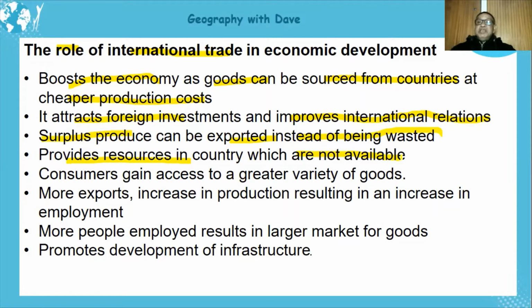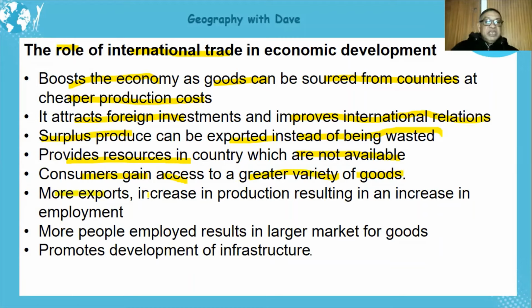Imagine you buying 1 million tons worth of iron and steel, okay, which is not available in your country, and you make cars or car parts and sell it back for $25 million. You understand? You're making a huge profit, and that's possible through international trade. And then consumers can gain access to a greater variety of goods. They're not stuck with just goods produced in the country, but the variety. And imagine how popular that would be, increase the market, okay, and therefore create development.